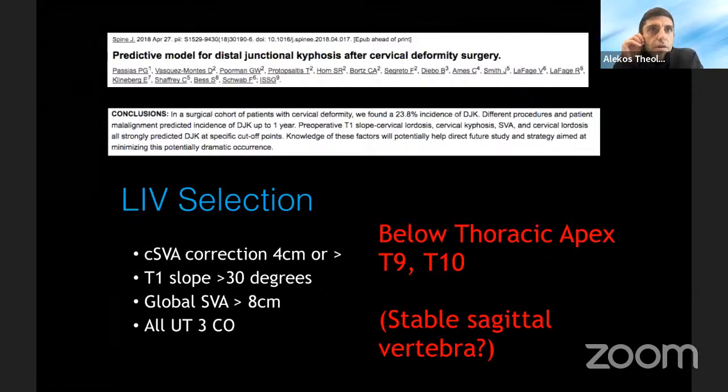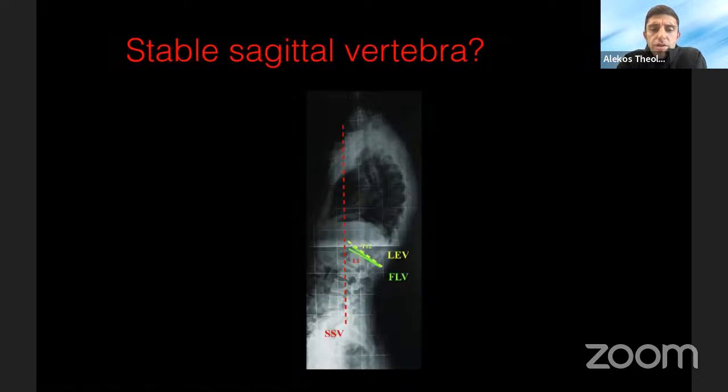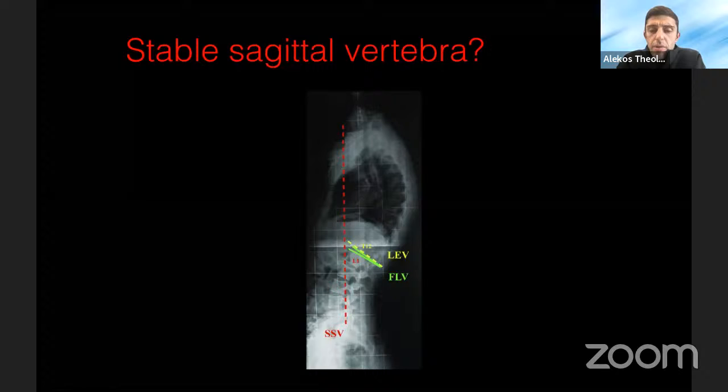I know from our Scheuermann's kyphosis literature, the stable sagittal vertebra is one that is advocated for. And just as a review, there are different ways of choosing the distal LIV for Scheuermann's kyphosis. If you draw a vertical line up from the posterior aspect of the sacrum, it's really going to be the vertebral body that it bisects, or even maybe just slightly touches. I don't know if it's the right way to choose it for these cervicothoracic deformities, but it's something that you should consider.